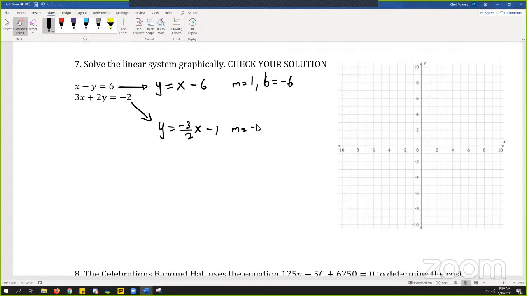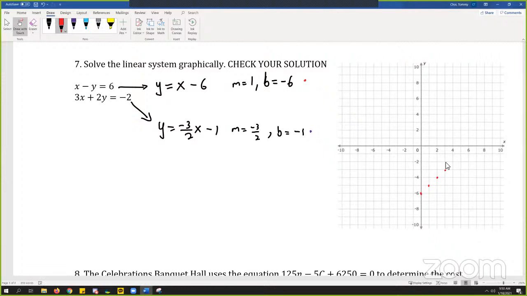And for here, the slope is negative 3 over 2 and the b is negative 1. Plotting both of these, I'll do red and purple just so they're easily visible. We start off by graphing the first one. The y-intercept is negative 6, and the slope is 1 over 1. So we go up 1, right 1, up 1, right 1, up 1, right 1.